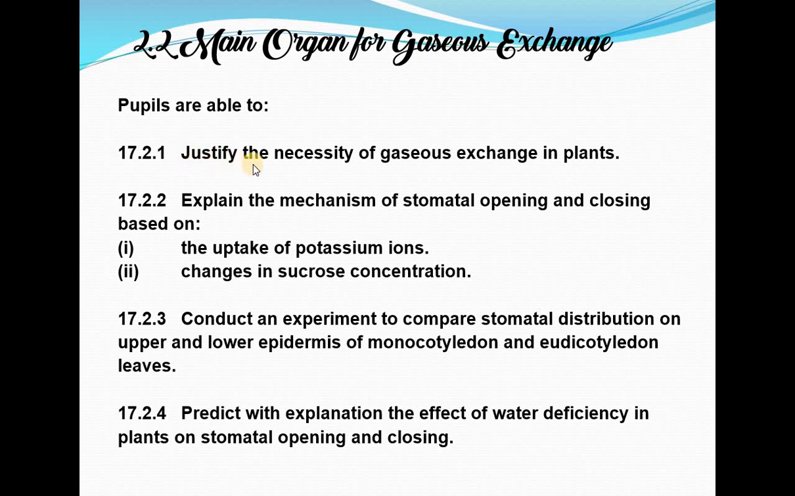Number 1, justify the necessity of gases exchange in plants. Number 2, explain the mechanism of stomatal opening and closing based on the uptake of potassium ions and changes in sucrose concentration. Number 3, conduct an experiment. Don't worry for this one, we will carry out this experiment after the school opens. Number 4, predict with explanation the effect of water deficiency in plants on stomatal opening and closing.